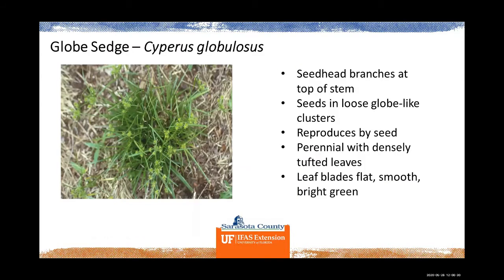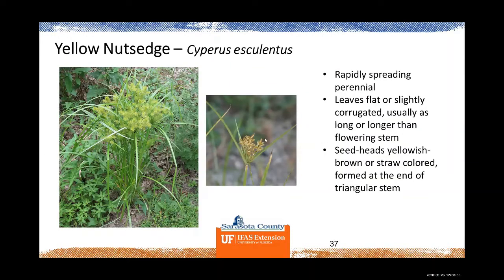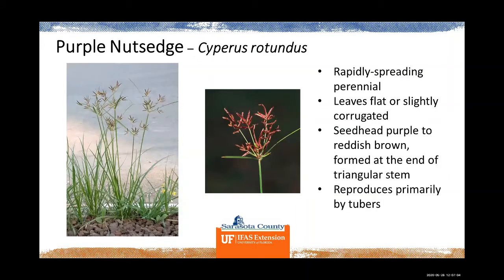Okay, so just some more information on your globe sedges. The seeds are clustered, like I said, and the seed head looks more rounded than your other sedges. And your yellow nut sedge, you can see the seed head does not look round. It looks more like a fan. Some more close-up pictures of your purple nut sedge. You'll see that it has a darker color than your yellow nut sedge.